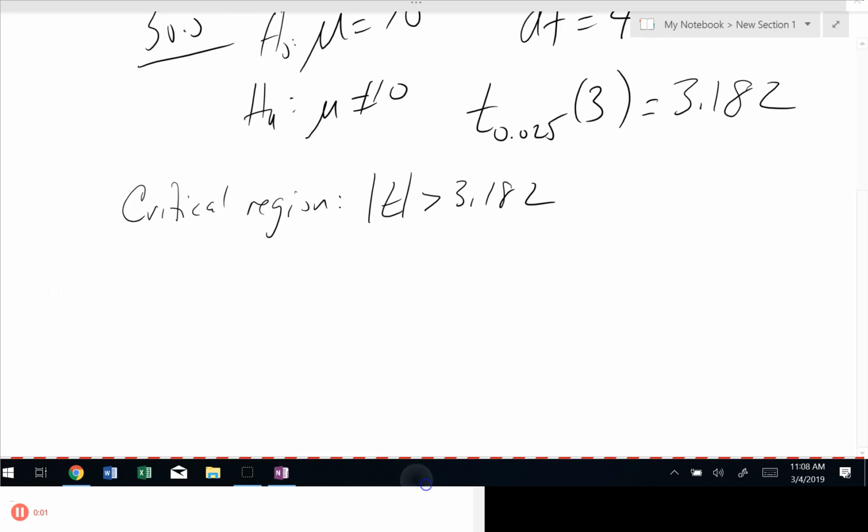So to calculate our t statistic then, we do our sample mean minus our purported mean over what? What do we divide by?